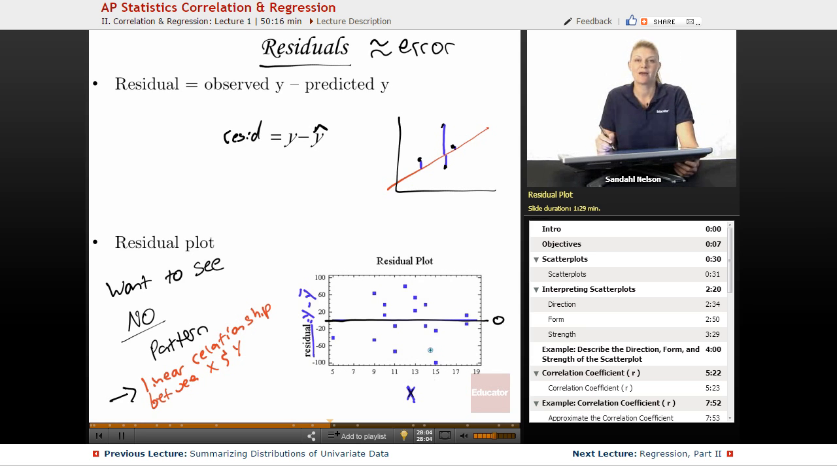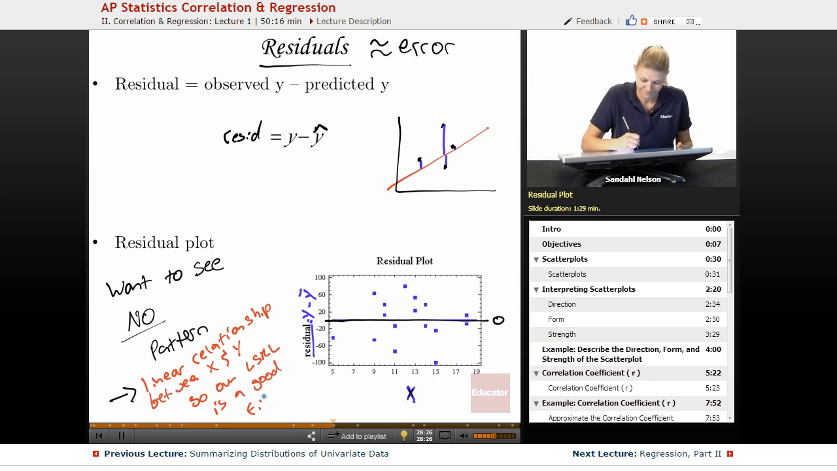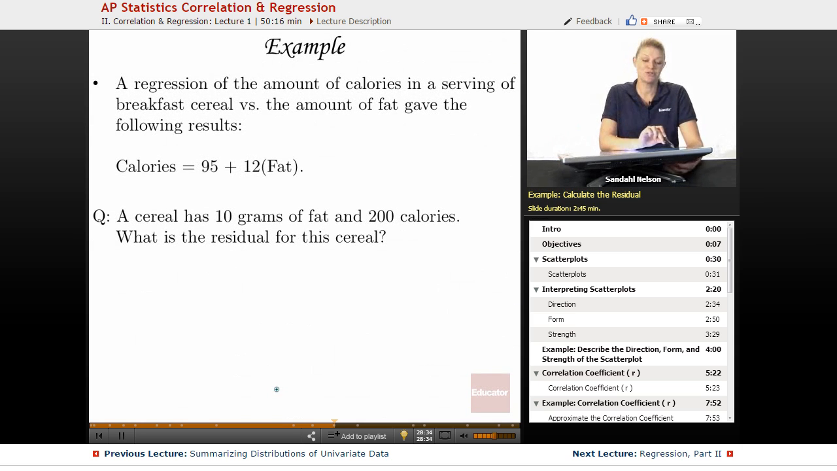So if we see no pattern, for the most part, we can say that's a linear relationship. So this least squares regression line that we've created is a good fit for the relationship between x and y. So linear relationship, so our least squares regression line is a good fit. And we'll talk a lot more about residual plots in a much later lesson, but for now, it's a good introduction.